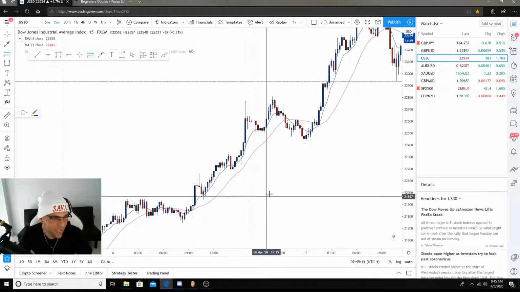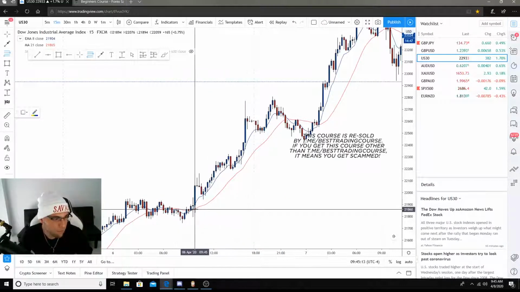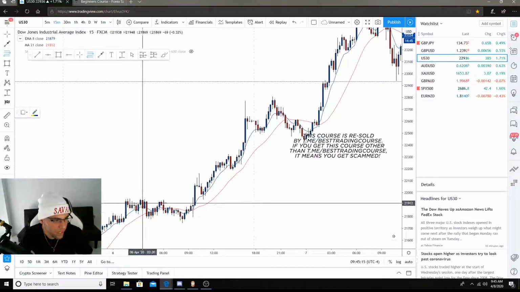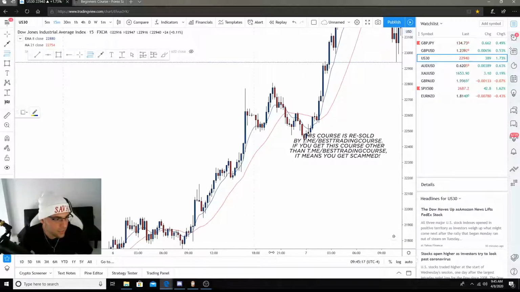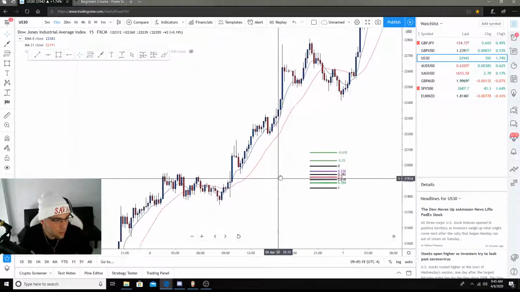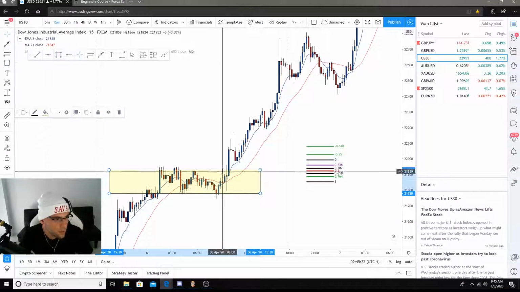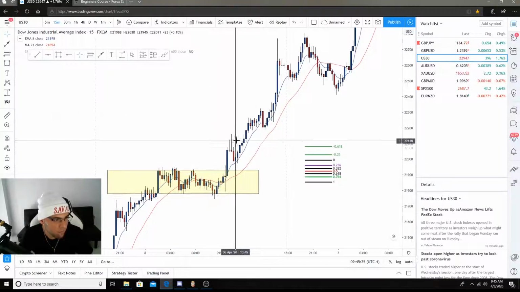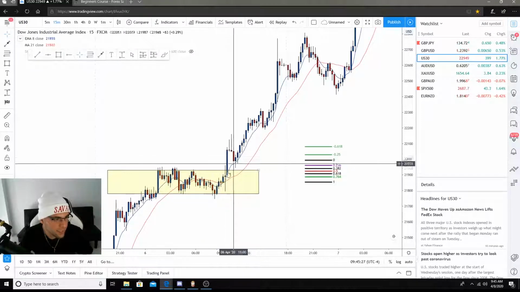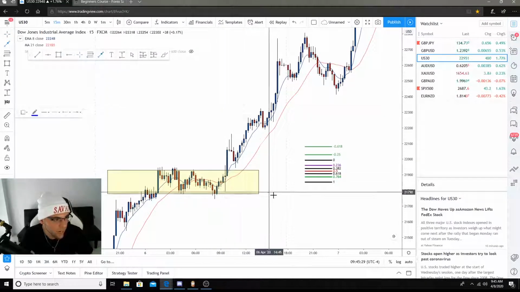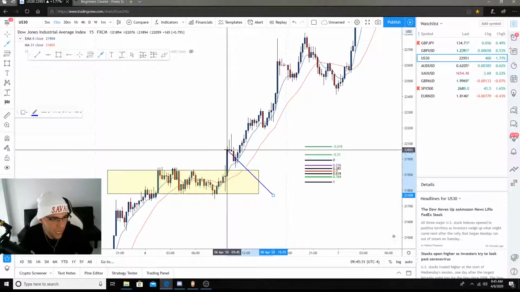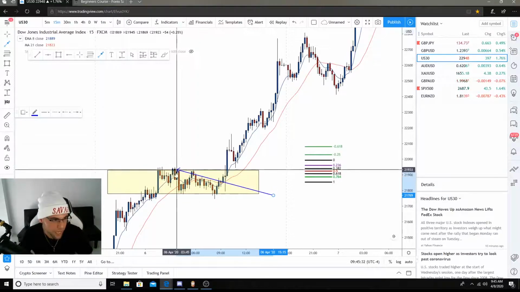All right, so what do we have here? We have price ranging right here, as you can see. What do we have right here? Price ranging right here. And boom, we have this big push. We have this nice little push right here. Let's get my arrow out. Boom, this high taking out all of these previous highs.